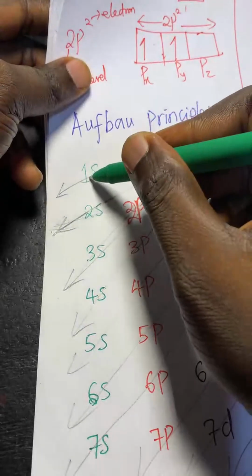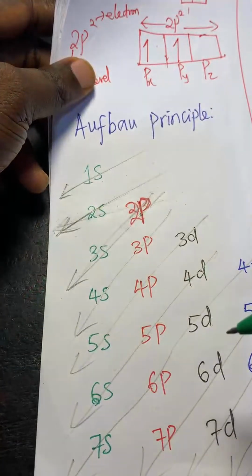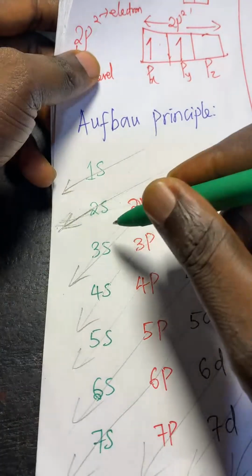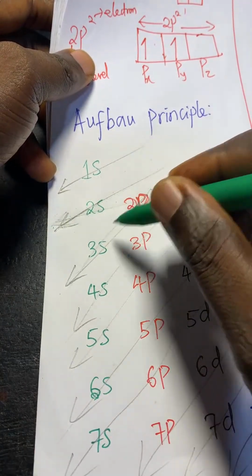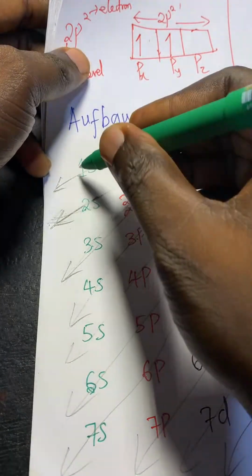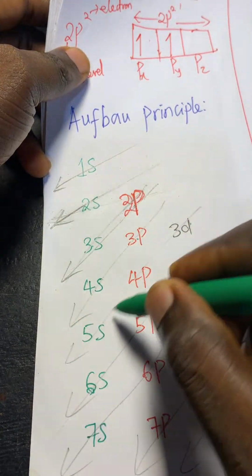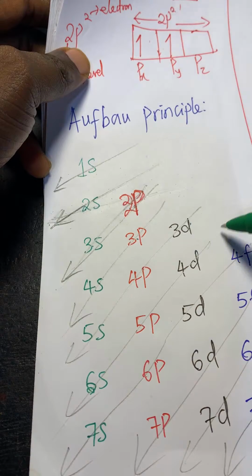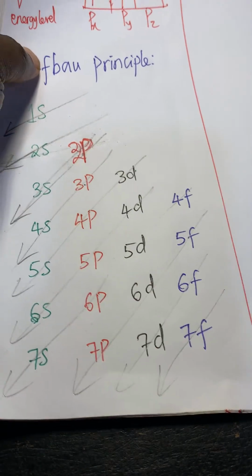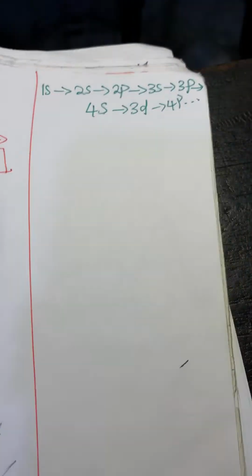Let me explain. 1s to 2s to 3s, because the arrow is pointing this way. The arrow is pointing this way, and that is why you need to understand it. After this, to this, to this, you turn and go this way, turn again, according to the arrow direction. That is how to fill. It's very, very easy, so you should take note of that.